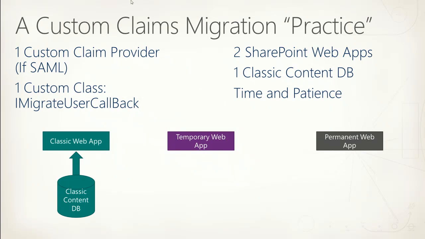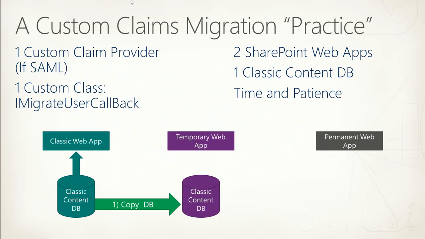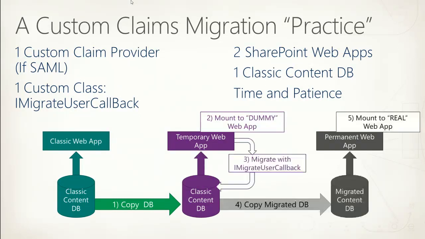What we did was we created a classic web app. And we're going to take a copy of that classic web app and we're going to mount it to a temporary web app on SharePoint 2013. We're going to migrate with the iMigrate user callback, and Nathan's going to show you an example of what that looks like. When we're done, we're going to copy that migrated content database and attach it to the real web application. This is going to allow us to do some parallelization.